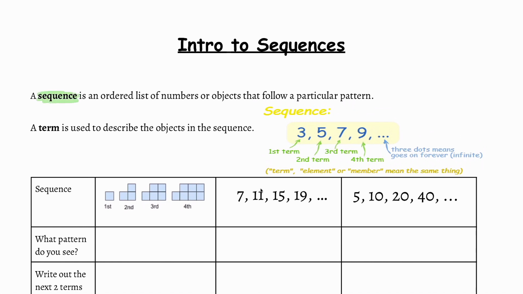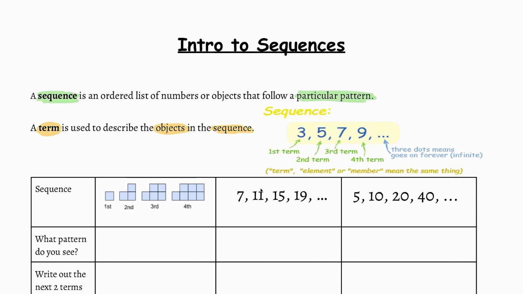Basically, a sequence, it's in order, but more importantly, it follows a particular pattern. Okay, so it's going to keep doing the same thing over and over again, and it's on us to try to figure out what that pattern is. Just to make it easier on us, we describe a term as one of those objects inside the sequence. Okay, so the things that are actually in the sequence, we call them terms.